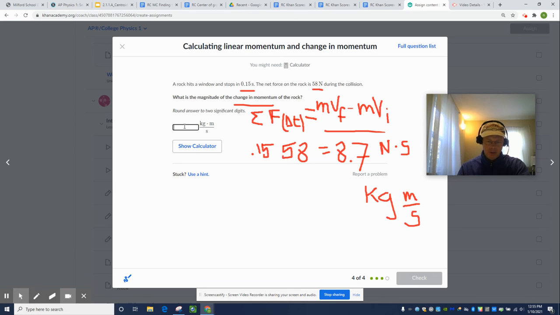Let's just make sure I hit the buttons correctly. 8.7 is both the change in momentum and the impulse. That's the trick with these questions.